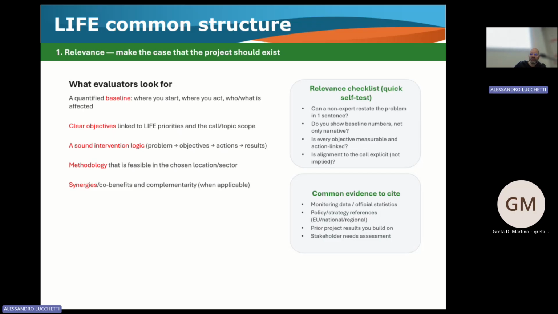So I put here that it's useful to have a checklist for each section. One question: could a non-expert, by reading your relevance part, describe the project in just one sentence? The second: is the baseline numbers or only narrative? Are your objectives clearly measurable? When I mean measurable in the LIFE project, I mean that you have to report numbers. LIFE mandatorily requests KPIs, key performance indicators, that are numbers.